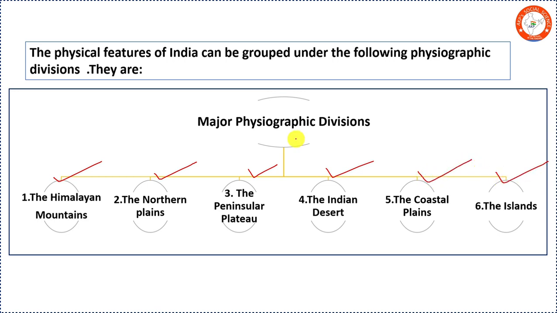Once again I repeat, the major physiographic divisions of India are: first, Himalaya; second, northern plains; third, peninsular plateau; fourth, Indian desert; fifth, the coastal plains; sixth, the islands.